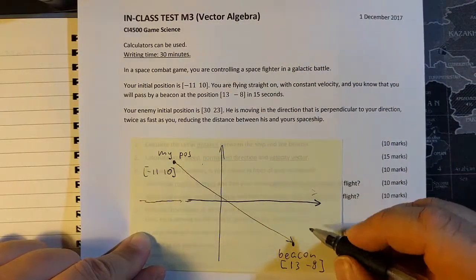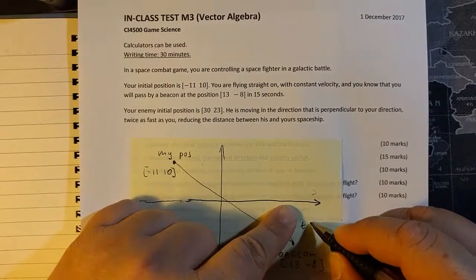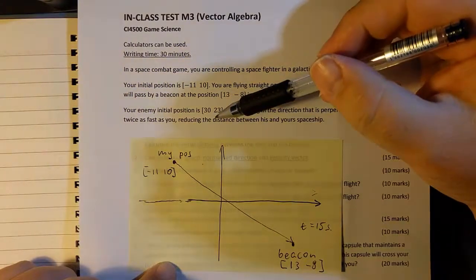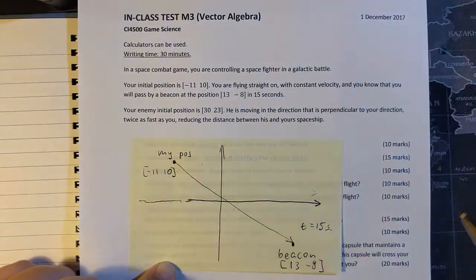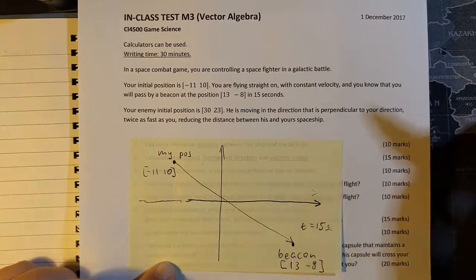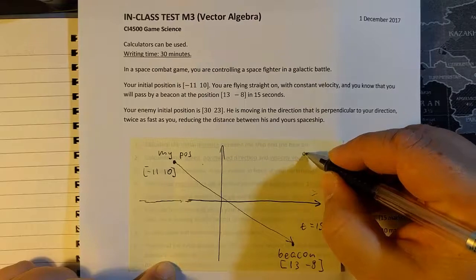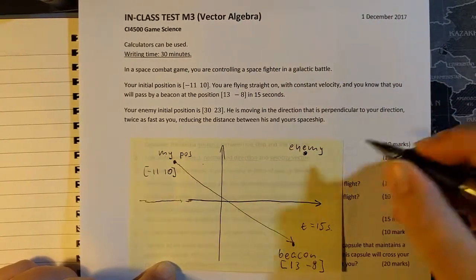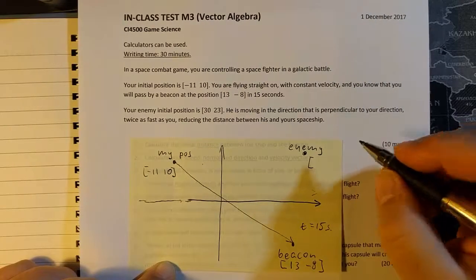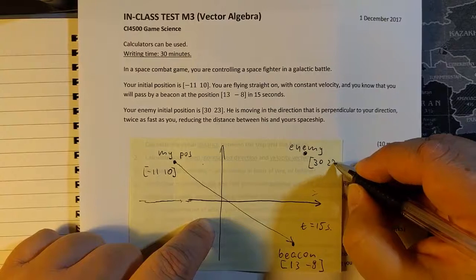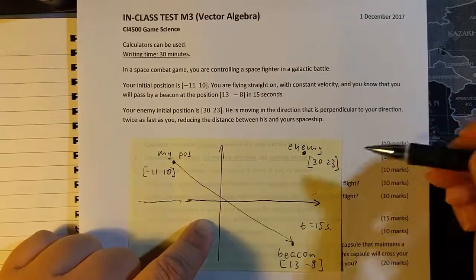In 15 seconds, so let's make a note. Time equals 50 seconds. Your enemy's initial position is (30, 23). Oh, to keep the scale I would have to go out of this yellow sticky note, but never mind, it's just a sketch, so I will put it here. It doesn't have to be exactly to scale. It's important that I have all the coordinates put in this drawing.